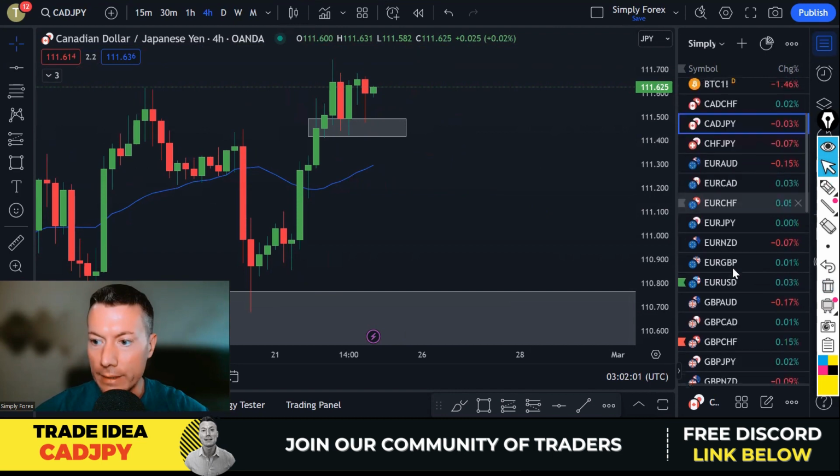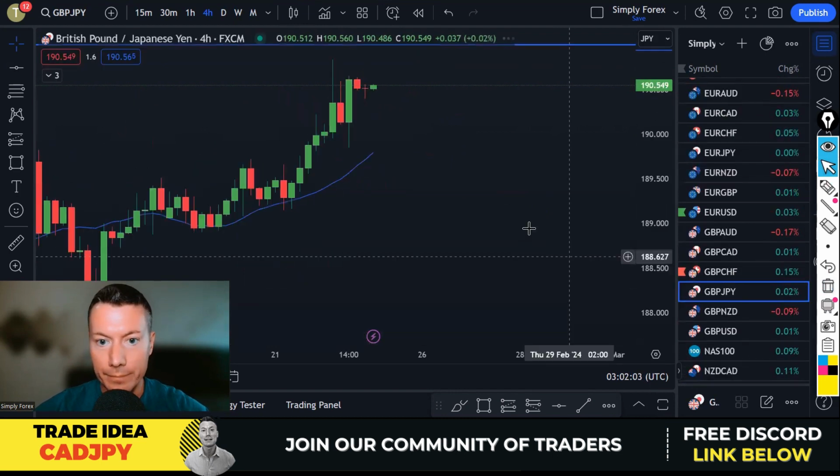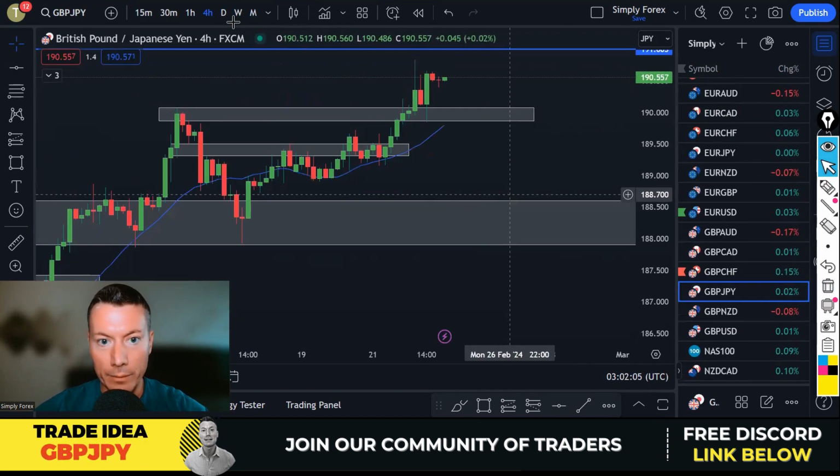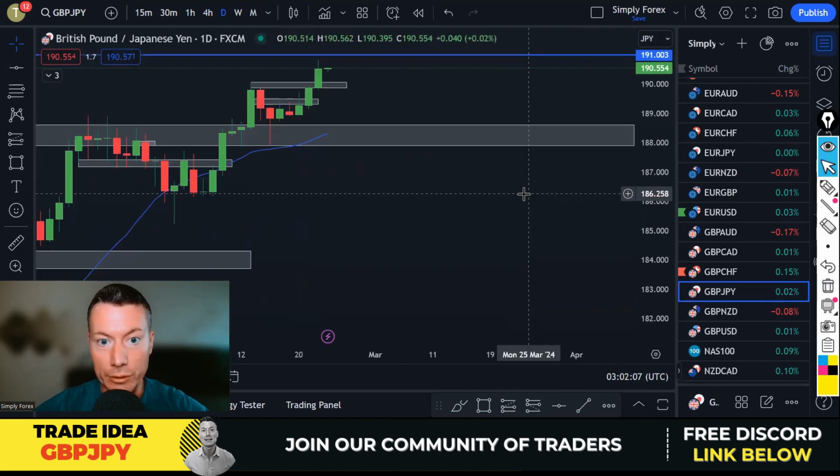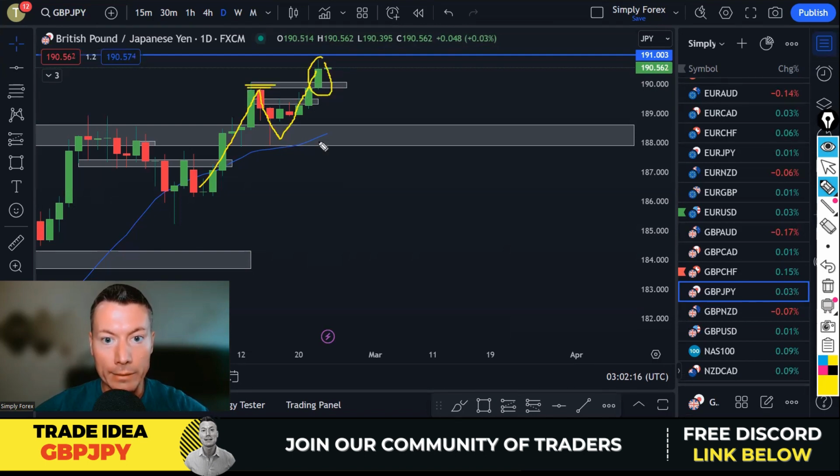And then finally, guys, pound yen. All right, so if we take a quick look at pound yen, very similar to Canadian dollar yen. Yeah, we're clearly in an uptrend, and price has broken this high with a nice bullish candle. Okay, just a continuation of trend. And again, I'm just trying to take it to the next psychological level, this 191.